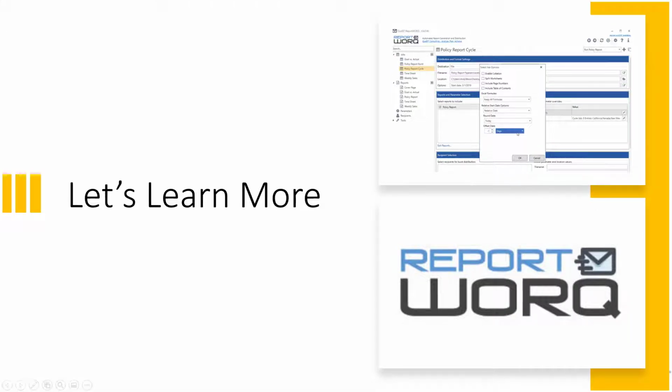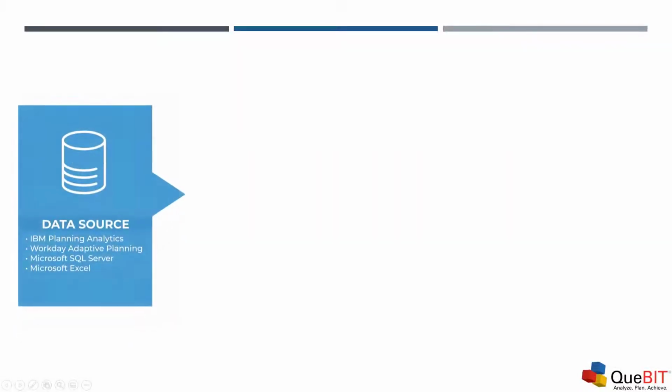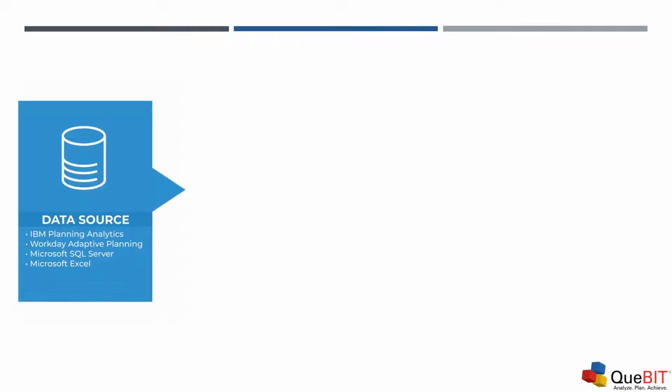Hello, and welcome to this short video of ReportWorks brought to you by Qubit. ReportWorks is an enterprise report generation and distribution application designed to provide your business users with professional and accurate reports in a timely manner. ReportWorks is easy to use, it automates the entire process, can be scheduled, and runs extremely fast. Reports are initially developed in Microsoft Excel, and data can be sourced from Microsoft SQL Server, Workday Adaptive Analytics, IBM Planning Analytics, or even other Excel files.